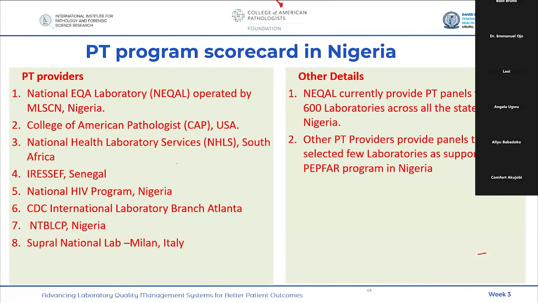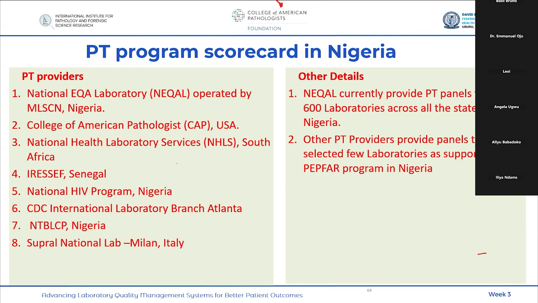Let's look at what happens currently in Nigeria. So we have PT providers, and this list is not exhaustive. We have a National AQA Laboratory, NEQUA Lab, that is operated by the Medical Lab Science Council of Nigeria. Their lab is in SAE, and currently they provide PT panels to over 600 labs. Over 600 labs are registered, for different assays, mostly HIV serology, CD4, chemistry, hematology, and other serology assays.